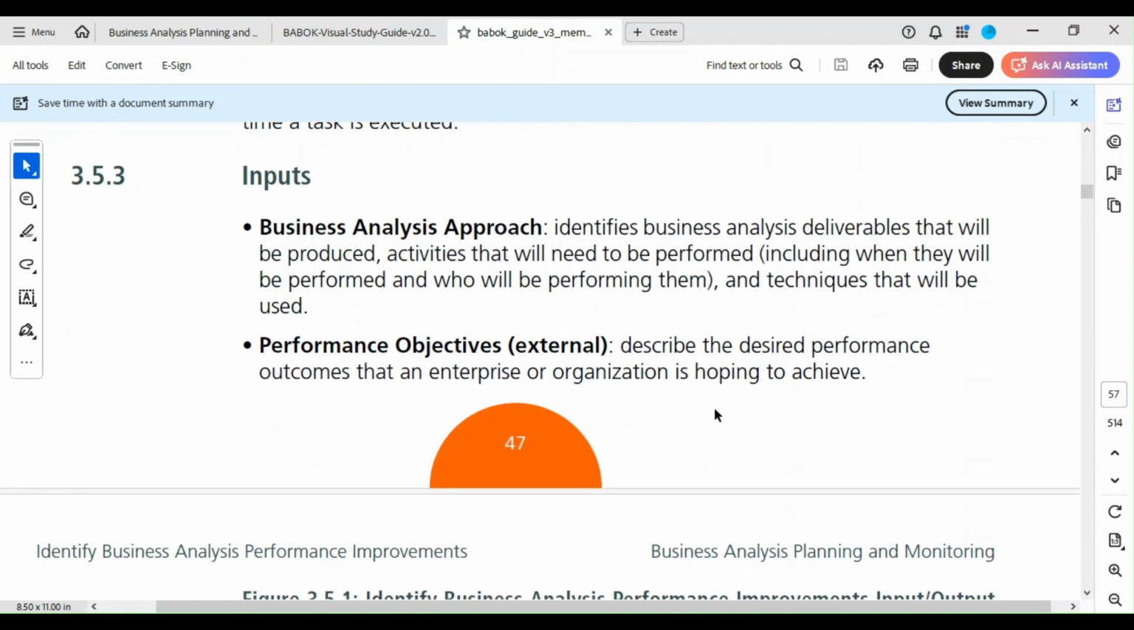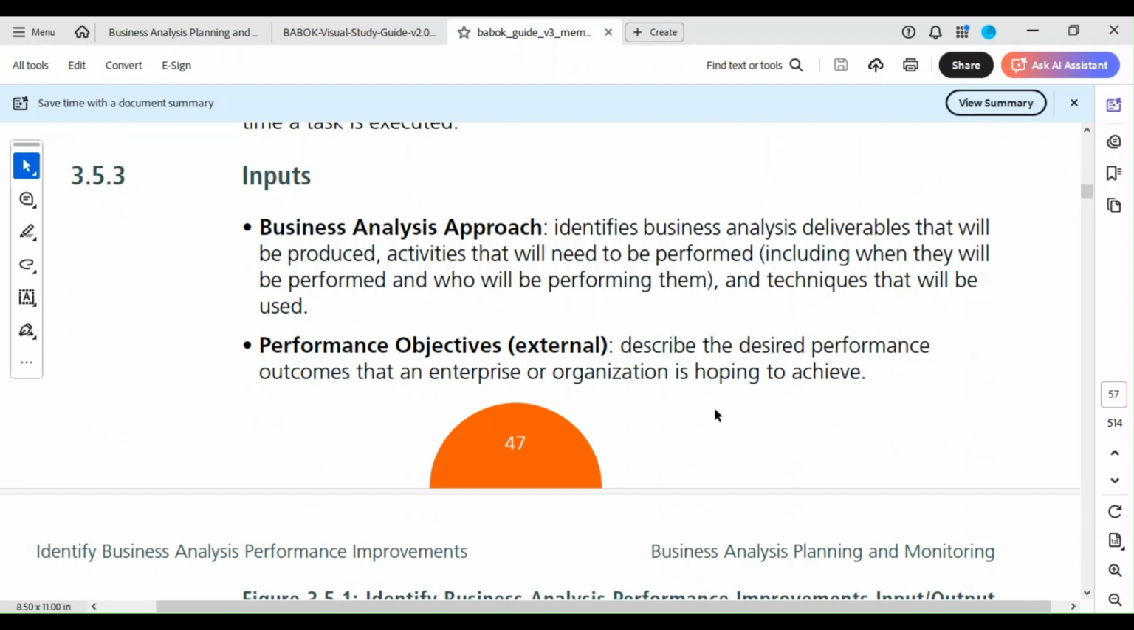Input. So in business analysis, the first input is the business analysis approach. Remember that we are still under planning and monitoring, and we are looking at how you can improve when it comes to performance. For you to even understand the basis of what you need to do or what should go in here, you need your business analysis approach.